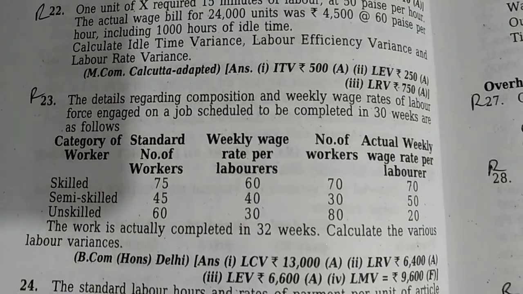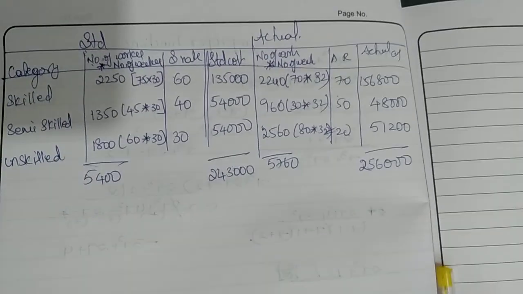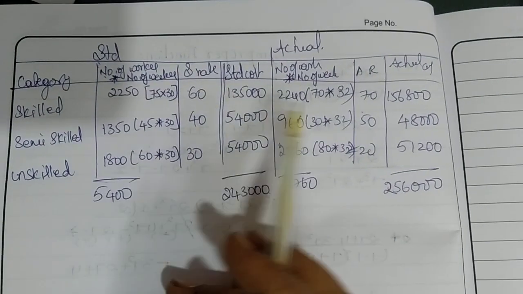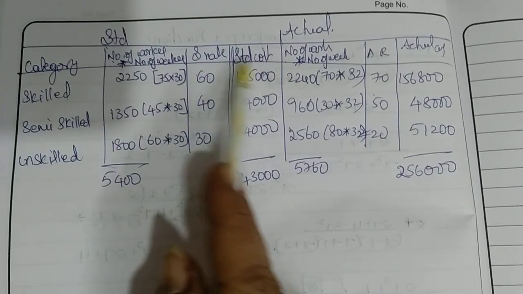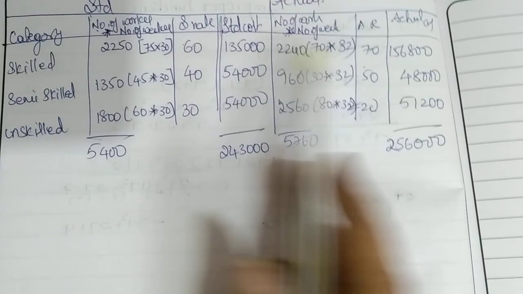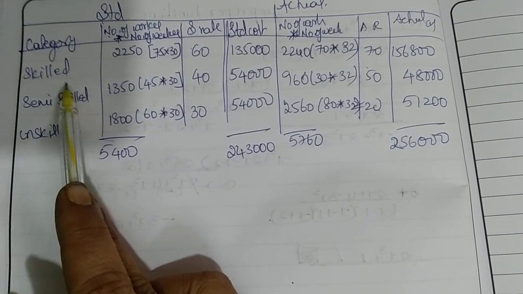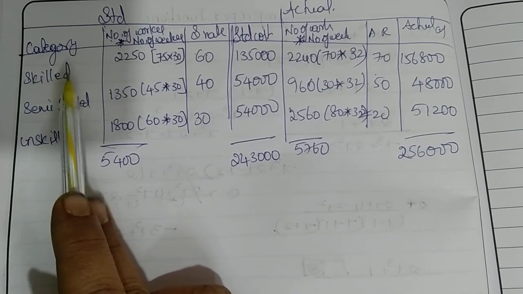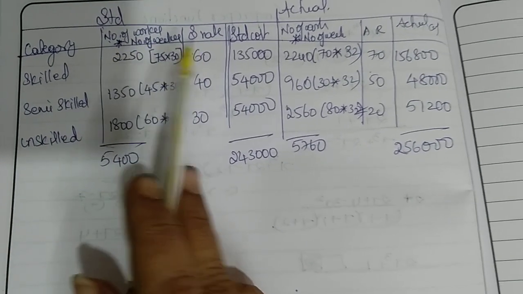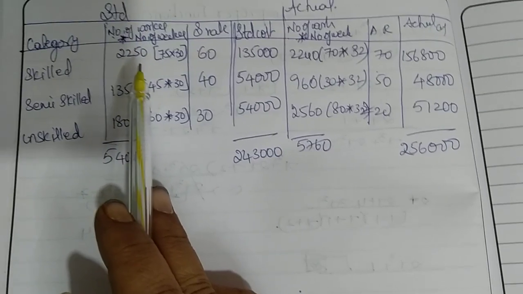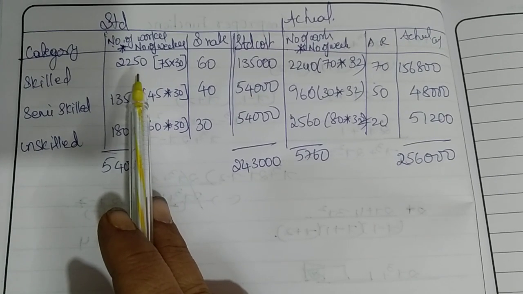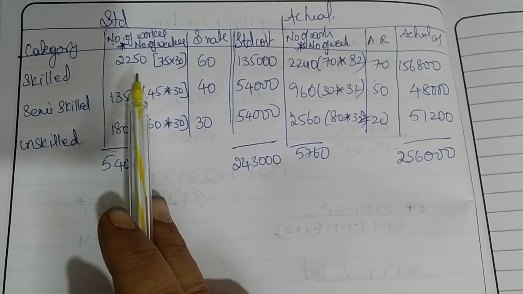So shall we begin with the problem solution? Now, based upon the question I have shown, this is a table I have made. From here till here is your standard data, and from here it is your actual data. The particulars column has the three categories of employees we have: skilled, semi-skilled and unskilled. Apart from the rate and the number of workers, he has also given how many weeks are standard and how many weeks we actually worked.